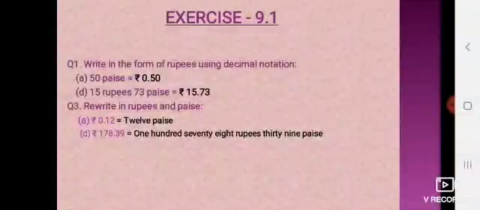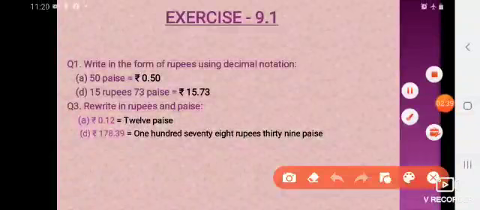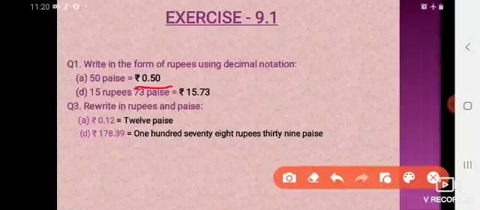Now let's start with a few questions from your book exercise. We'll start with question 1 of exercise 9.1. Here a part of this question is 50 paise, and we have to write it in the form of rupees. So it will be written as rupees 0.50, because we already have 2 digits for paise. Next is the D part, 15 rupees 73 paise, and it will be written as rupees 15.73.